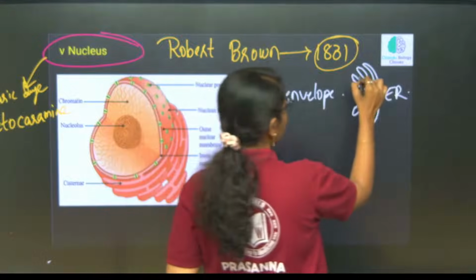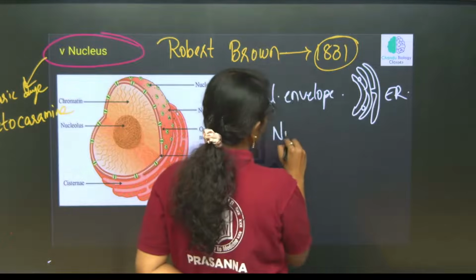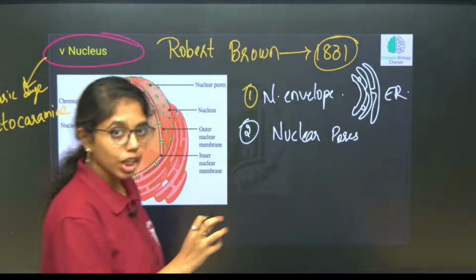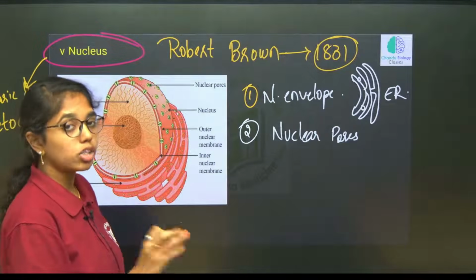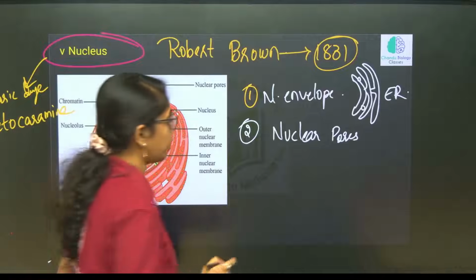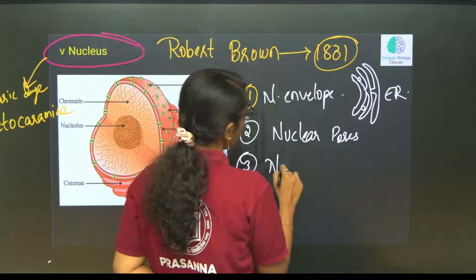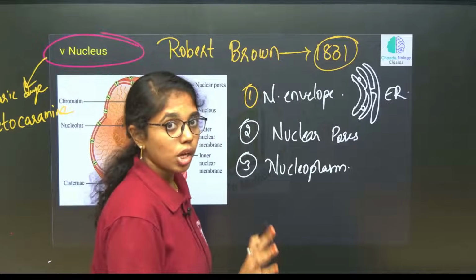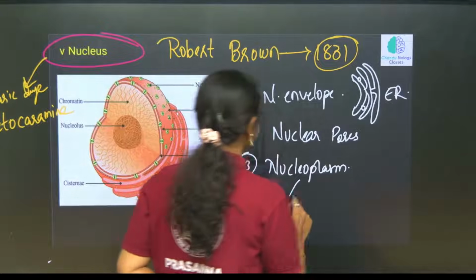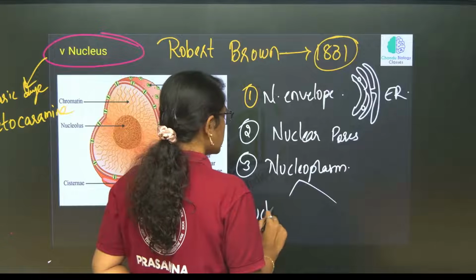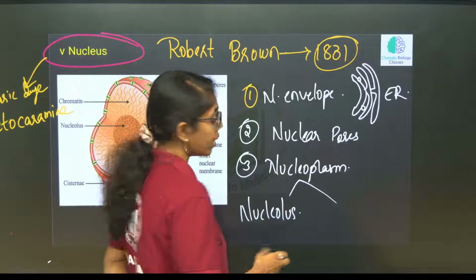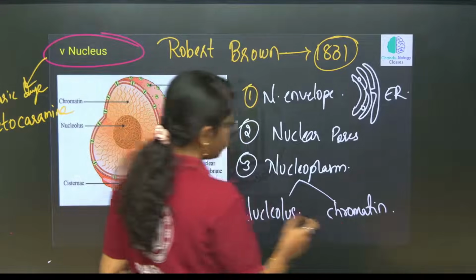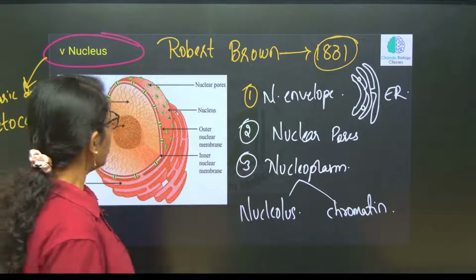Over the nuclear envelope, small pores are present, which are nuclear pores. These nuclear pores enable the exchange of molecules, particles or ions into the nucleus or out of the nucleus. And the third component is what? Nucleoplasm, or matrix of the nucleus. In the nucleoplasm you can see the nucleolus and chromatin. Nucleolus and chromatin are observed inside the nucleoplasm.